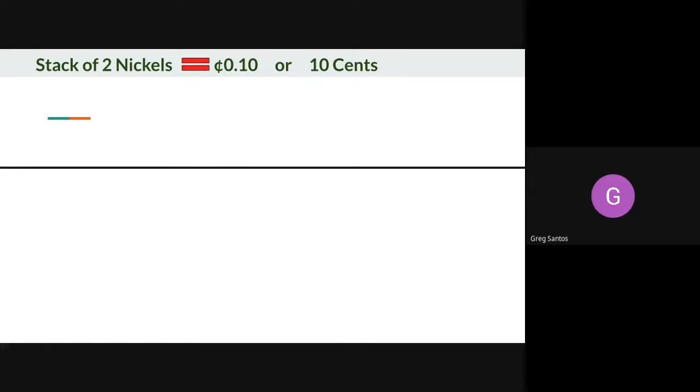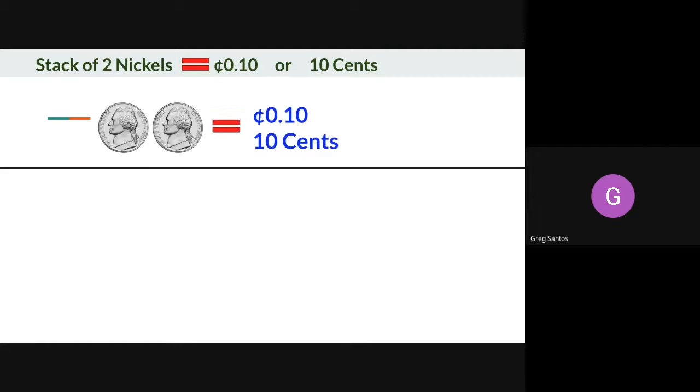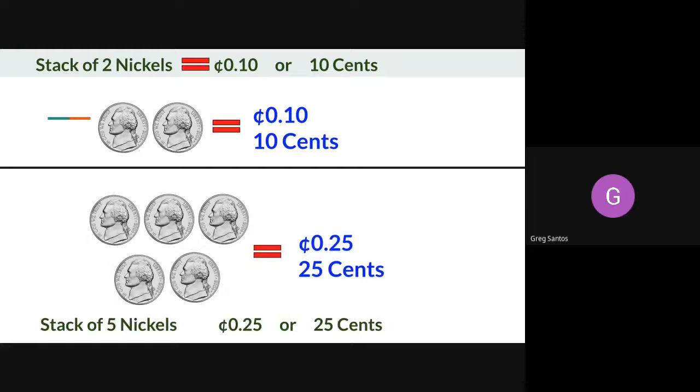All right, so here's just an example. A stack of 2 nickels, like we see here, equals 10 cents. That's why we'll be counting by 10 cents when we count the piles. Below is an example of 5 nickels together, which equals 25 cents.